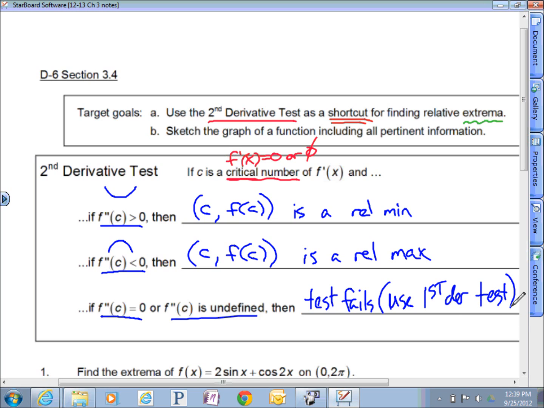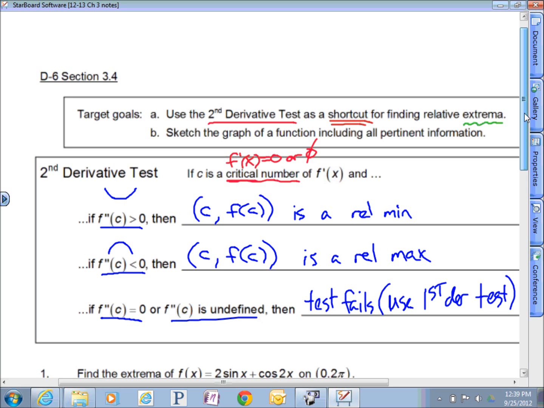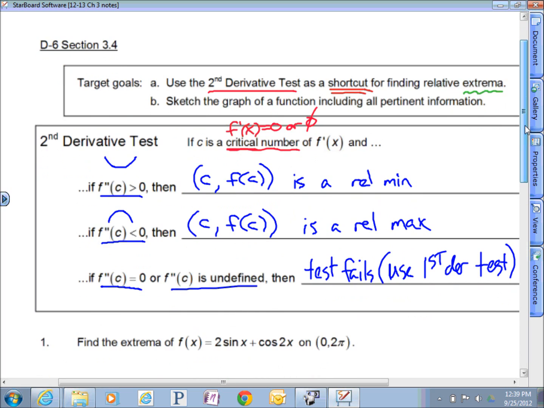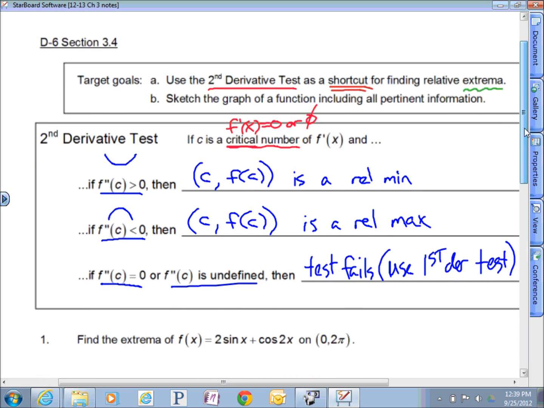So this is meant to be a shortcut. It's not something that you necessarily need to memorize, but the idea is if I find a critical number and I know its concavity around that critical number, then I have a quick way to figure out if I have found a max or a min.